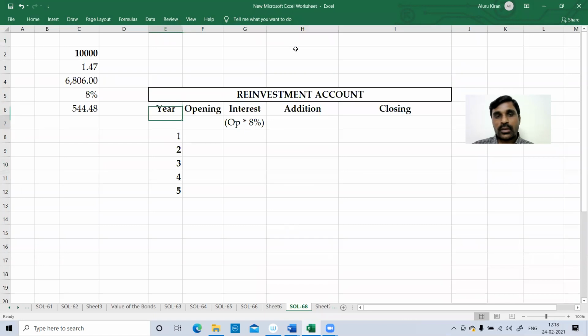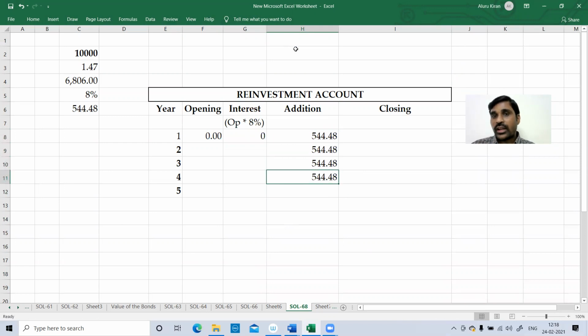Whatever I have received from the company, year 1 opening, no, I have not reinvested. Therefore, interest will be 0. Year 1 interest will be 0 because I have not reinvested anything. Next addition, how much I have reinvested in the first year? 544.48. Every year I'll reinvest the same amount, but not in the 5th year.